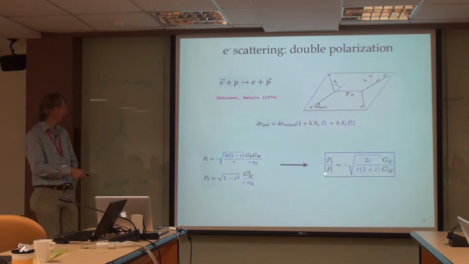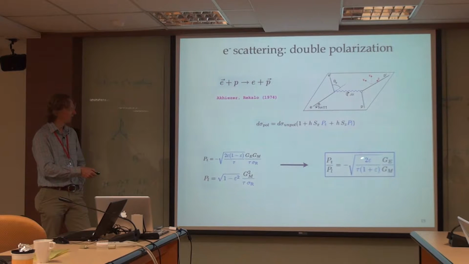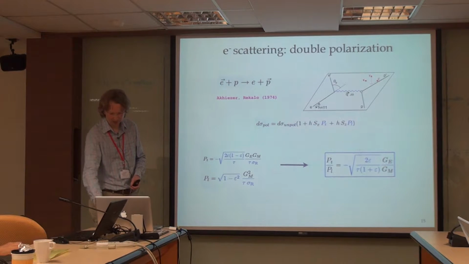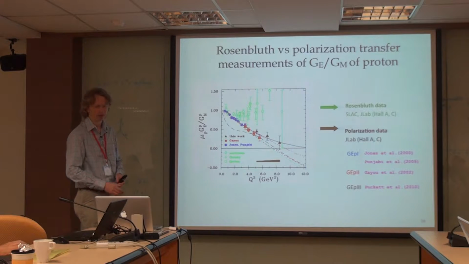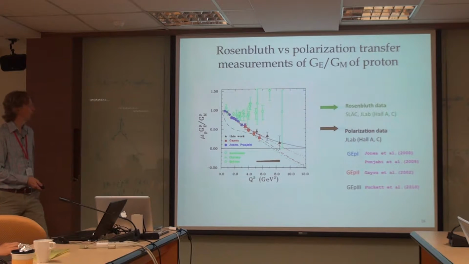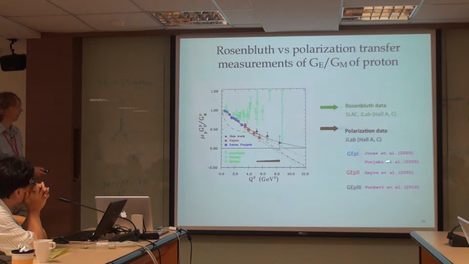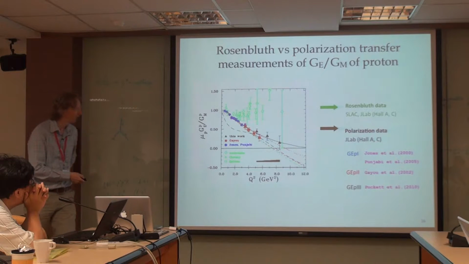And if one takes the ratio of these two, one sees up to a kinematical factor, it's exactly the ratio of electric over magnetic form factors. So one has an independent measurement, so to say, of this electric and magnetic form factor. And this has been done over the past 10 years, actually in quite some detail, in different experiments, starting here in 2000 up to 2010.